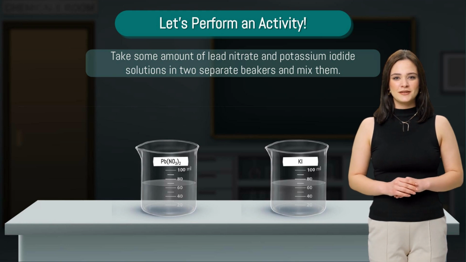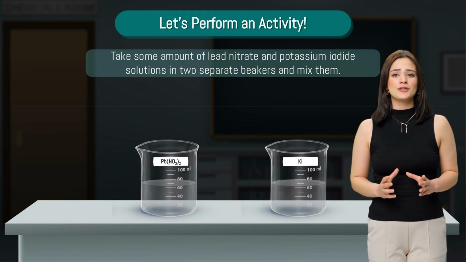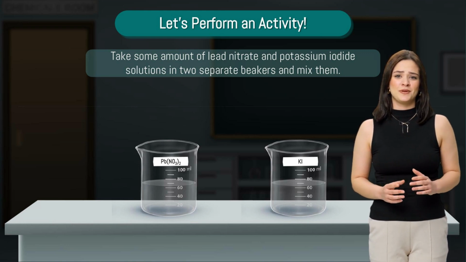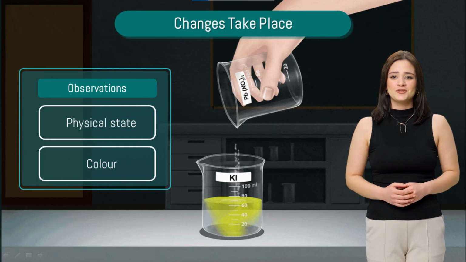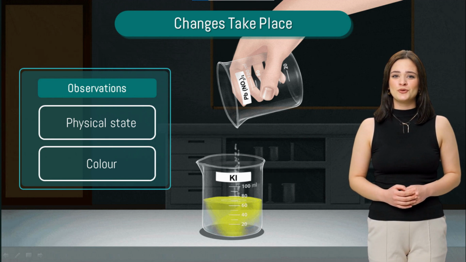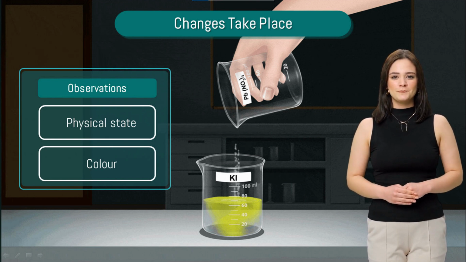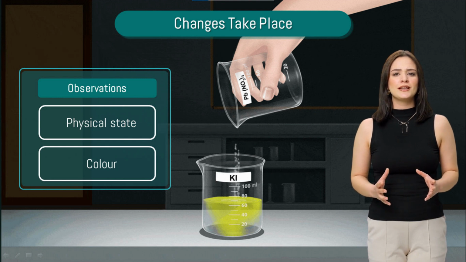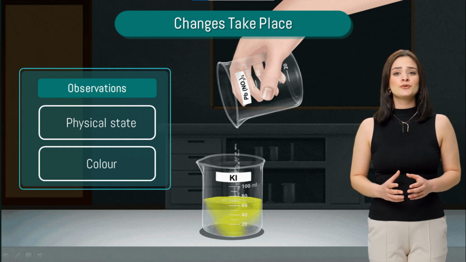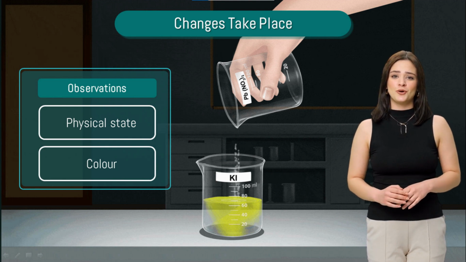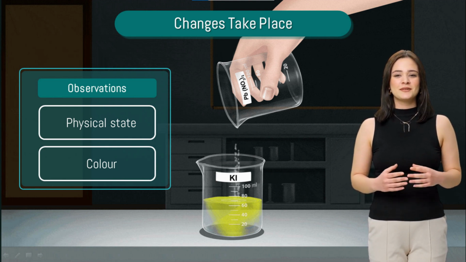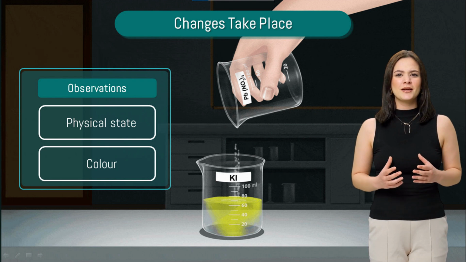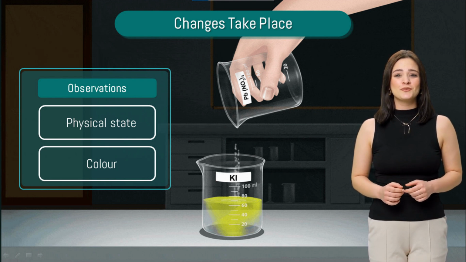Let's perform an activity. Take some amount of lead nitrate solution in one beaker and potassium iodide solution in another. Now, carefully mix the two solutions together. Watch closely. As soon as they are mixed, you will notice a yellow solid forming. Upon mixing lead nitrate and potassium iodide, a chemical reaction occurs, resulting in a noticeable change. The physical state alters as a solid precipitate forms, and the solution's color shifts to a bright yellow. These observations indicate a chemical change, highlighting the transformation of reactants into new products.